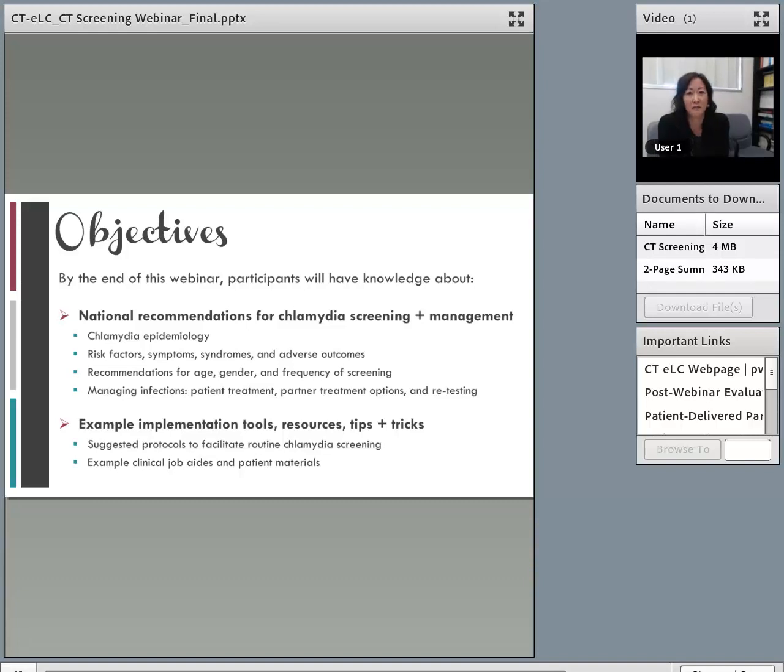And then this, I think, is the meat of the presentation, is really how do we get this done. I think what we need to do is actually pretty straightforward, and how to get it done is much more challenging, as I think many of you will attest to. So we're going to talk about some suggested protocols to facilitate chlamydia screening, and then show a whole host of products that have been developed to support your practice around this.